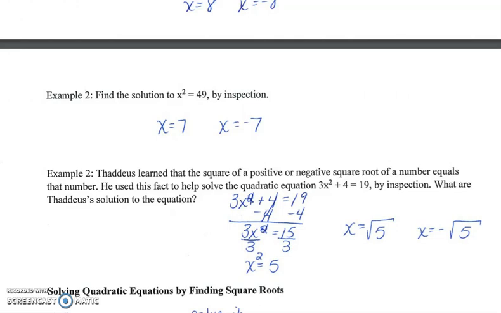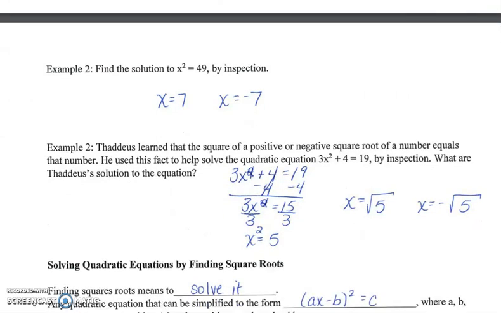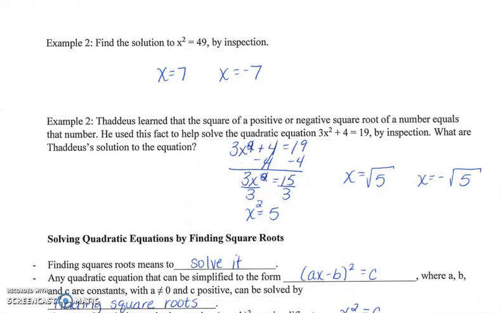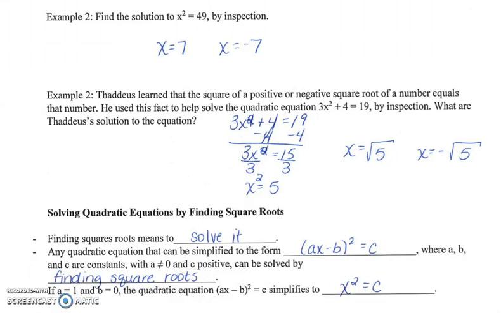Okay. Now we're going to do the second version, which is very similar to it. Solving quadratics by finding square roots. Finding square roots means to solve it. You are solving the equation like you have solved linear equations a million times over again. Any quadratic equation that can be simplified to the form a(x plus or minus b) squared equals c, where a, b, and c are constants, a is not equal to 0, c is positive, can be solved by finding square roots. That's a lot more words than you need to worry about. If a equals 1 and b equals 0, the quadratic equation simplifies to x squared equals c. Again, more words than you need to worry about.